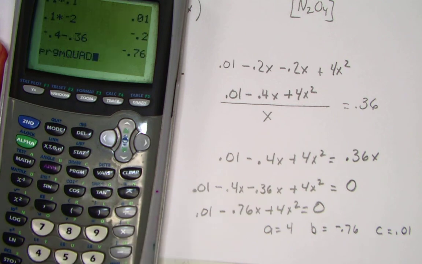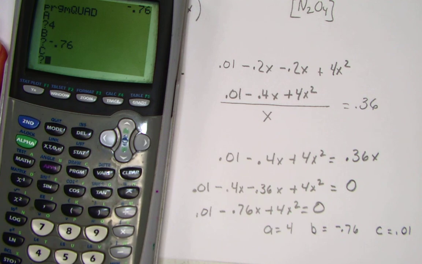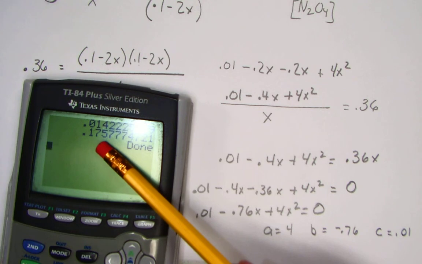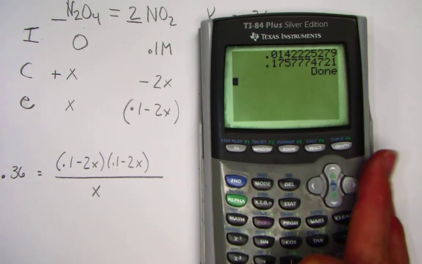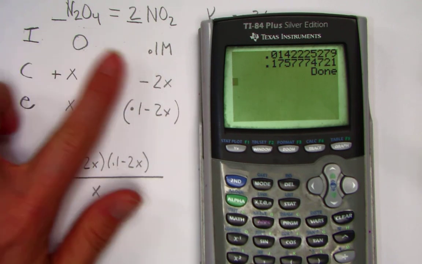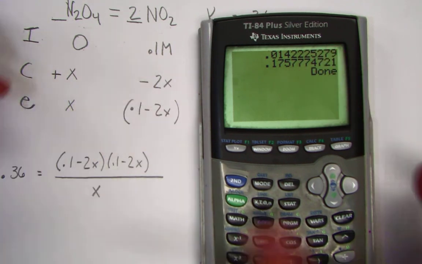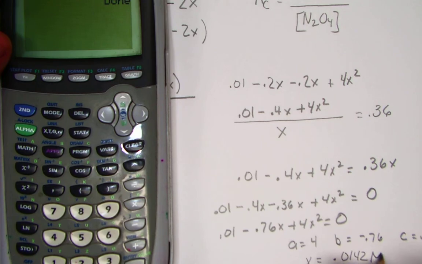Using your quadratic equation, let's see what we get. Value of A is 4, negative 0.76, and positive 0.01. We come up with two possible answers, 0.014 and 0.175. One of them will make no sense. Go back to the original grid and you'll see which one it is. If the original concentration was 0.1 and it's proceeding from right to left, it's going to get consumed. The second number makes no sense. I can't have a bigger number. I can't end up with a negative molarity. So x, from our quadratic formula, comes out to be 0.0142 molar units.